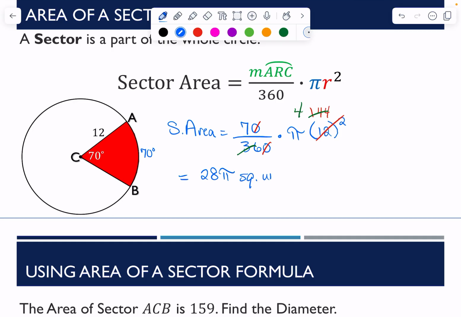square units. And then to find the approximate, we take 28 times 3.14, and that is going to give us 87.92. Okay, 87.92 square units.